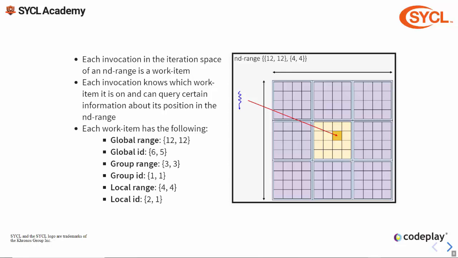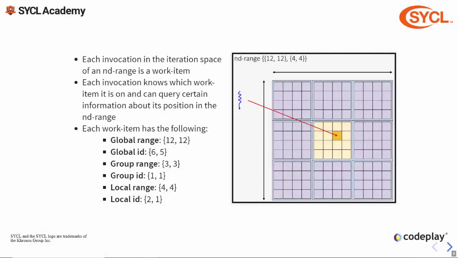Finally, we have the local range, which is the total number of work items per work group, in this case 4 by 4. And the local ID, which is the index within the local range of the current work item, in this case 2, 1, which is highlighted here in orange, relative to its work group, highlighted in yellow.